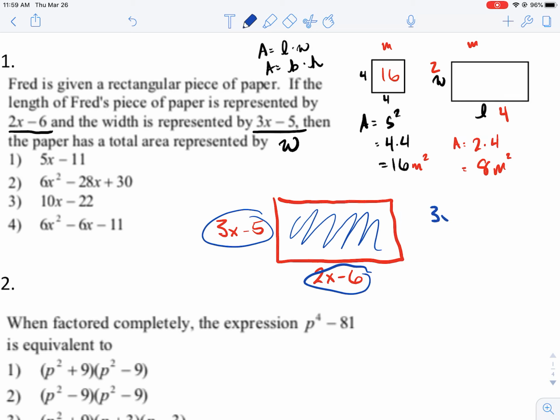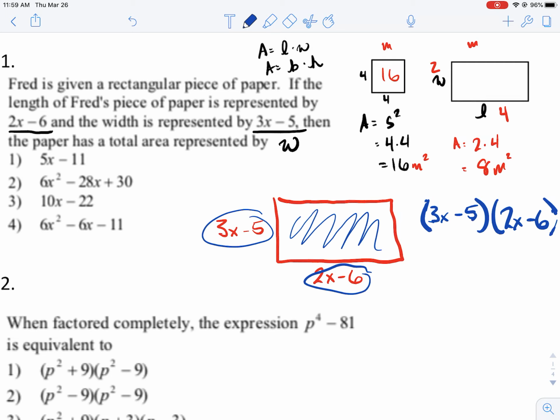So you're going to have 3x minus 5 times 2x minus 6. Apologize, guys, I'm having issues with this pen here.